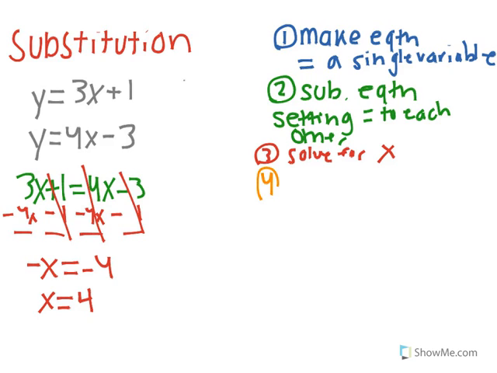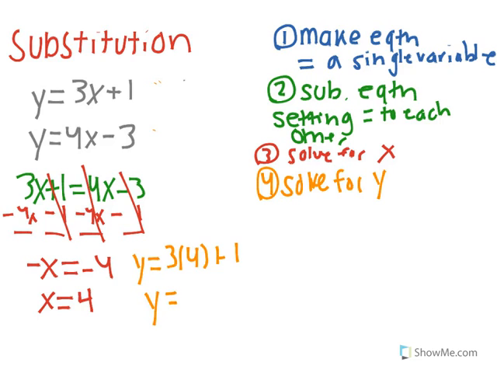And now we solve for the other one. To solve for y, we do this by plugging it into one of the original equations, so let's do that. So y is equal to, let's plug x in, so 3 times 4, I took the top equation, plus 1. y is equal to 13.